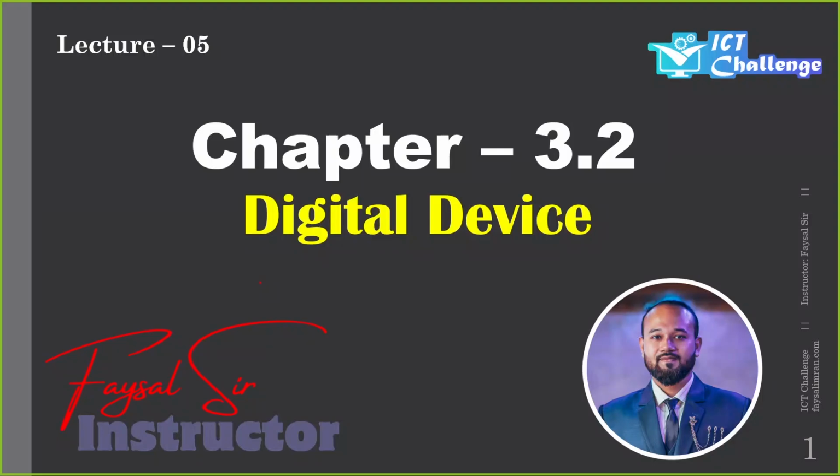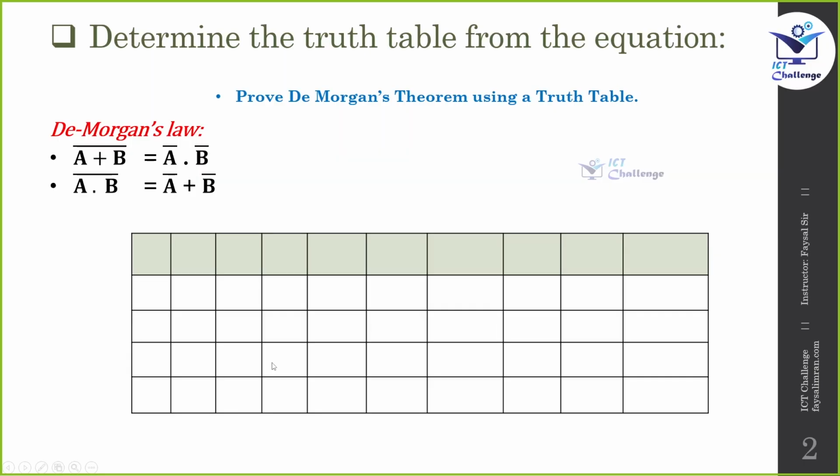Okay, this is our lecture 5, chapter 3.2, digital device, and today we are going to learn about the truth table. At first, the question is: prove De Morgan's theorem using a truth table. Okay, these are the topics. Determine the truth table from the equation. That means we have to determine any kind of truth table from any kind of equation.